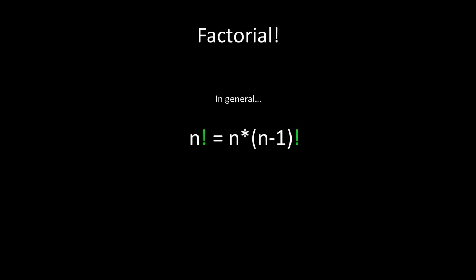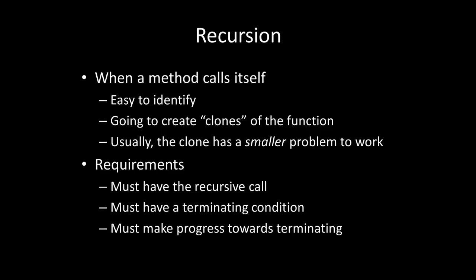If we look at this generically, you could say that n factorial is the same thing as n times n minus 1 factorial. So this leads us into recursion. Recursion is when a method calls itself, and therefore it's easy to identify. What's going to happen is we're going to create a series of clones of the function, and then usually we pass that clone a smaller problem of work.